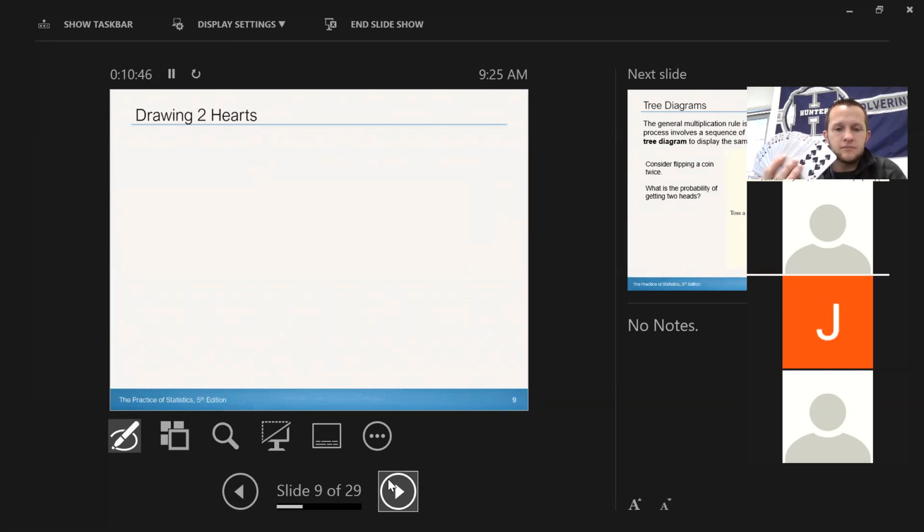1 out of 4. Yeah. And that's reduced because there's 1 out of 4. But if I'm looking at the total, how many total hearts are there in a deck of cards? Is it 13 out of 52? It is. Thank you. All right.